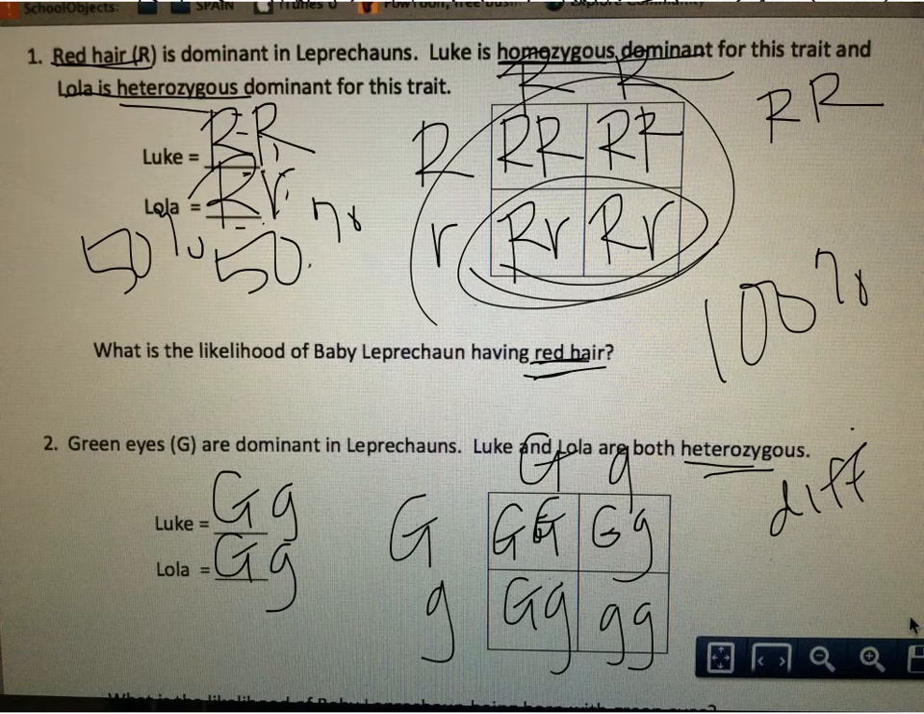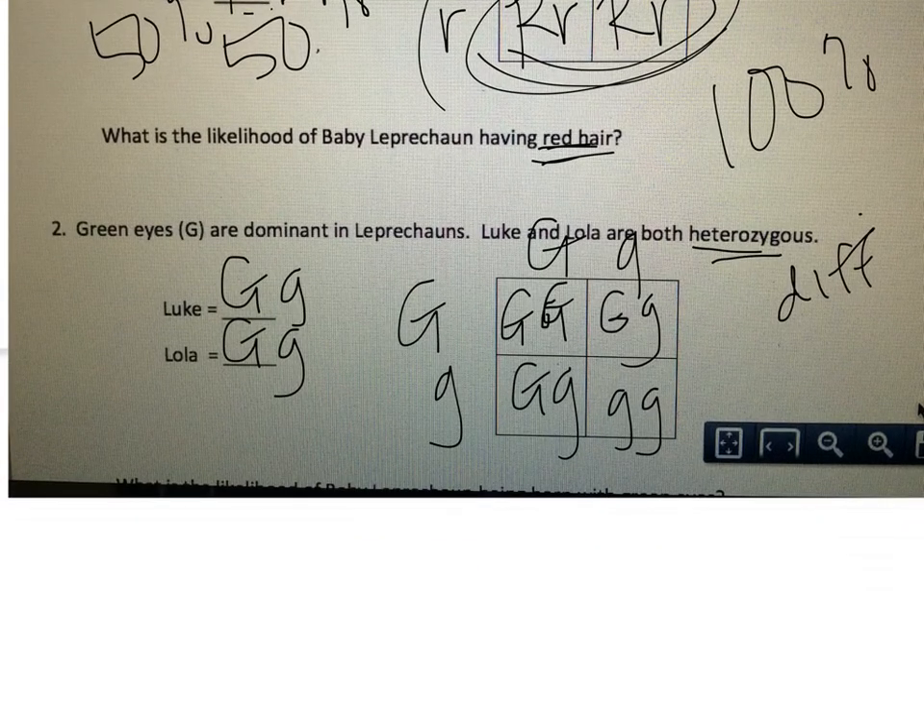Okay, we did the Punnett squares. Now we need to make sure we know the question, which I can't see here. I didn't take a picture of that, so let's see. I'm going to move this up. It says, what is the likelihood of baby leprechaun being born with green eyes? You're going to have to trust me on this one. The question is, what is the chance of being born with green eyes?